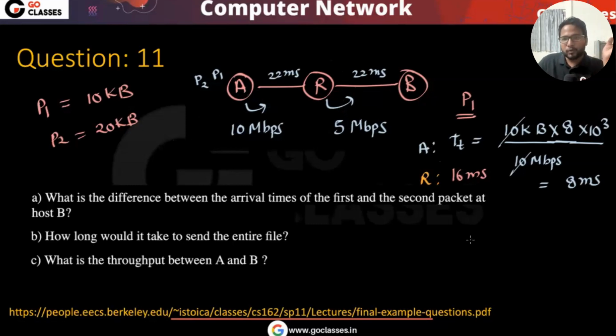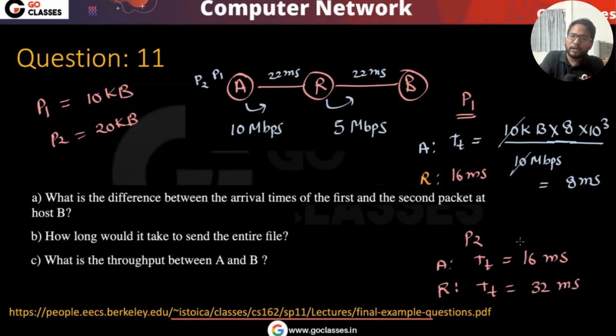What about packet 2? For P2 at A and at R, what is the transmission time? If you compare, the length has been doubled here, right? If the length is doubled, then transmission time will be doubled, so it will be 16 milliseconds. And similarly, at R the bandwidth is half, which means the transmission time will be again doubled, which is 32 milliseconds. Yes, 16 and 32. I think we already did this in one of the lectures, right? These are the transmission times at A and at R for P1 and P2.